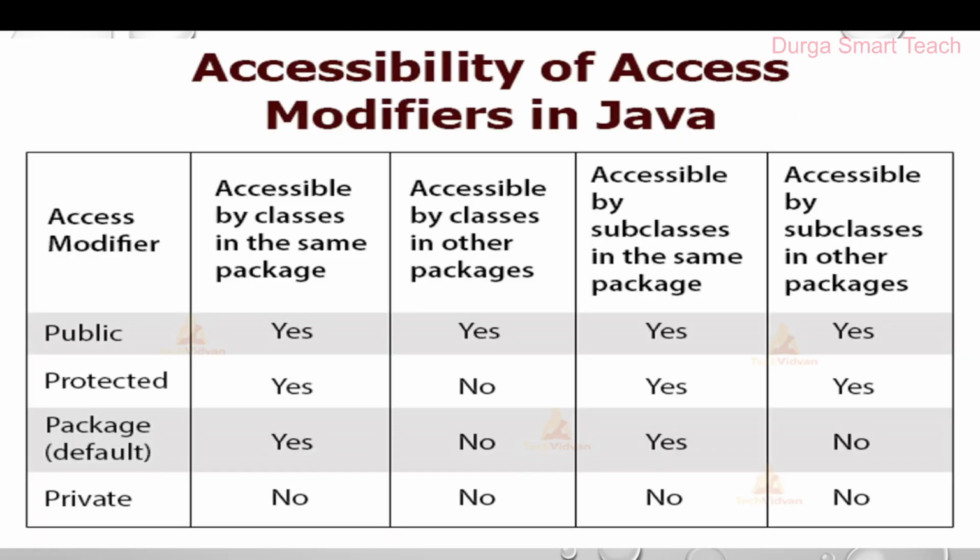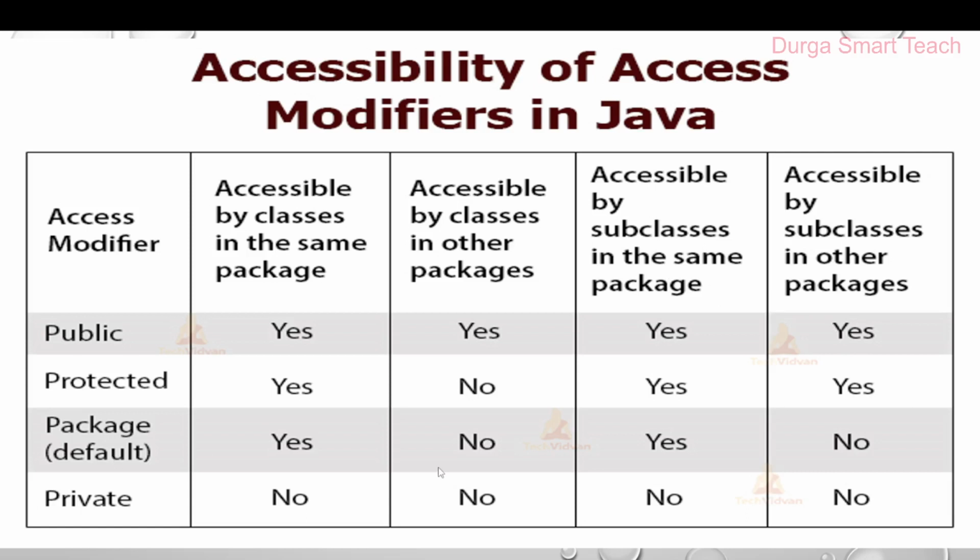So this is a very important slide. Accessibility of access modifiers in Java. So for public, you can access within the class, within the packages, outside the packages or outside the classes. Okay, you can access anywhere. For protected, accessibility by classes in the same package, yes. Accessibility by classes in other packages, no. Okay, only within the packages or subclasses. Okay, only and within the class only.